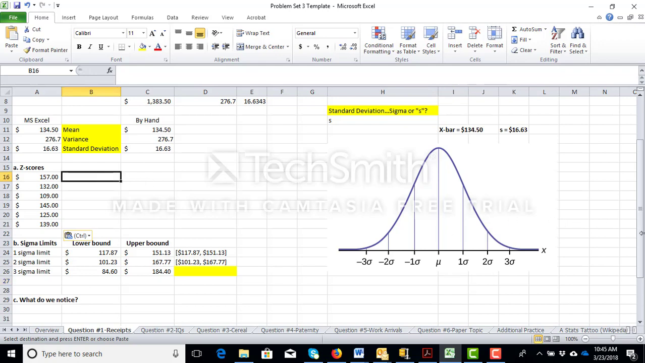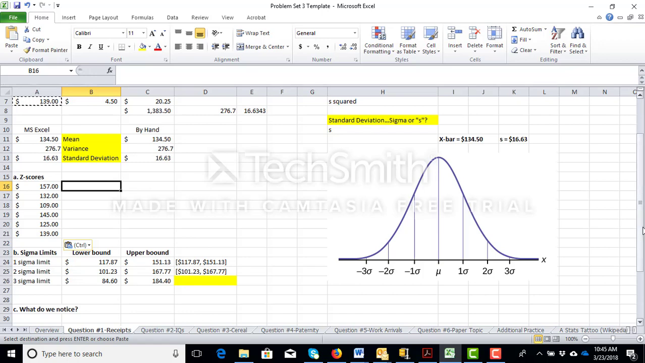Let's see if we can compute these z-scores, and there are formulas in the textbook. But what I'd like to do is actually use examples, and then you can go back and look at the formulas. So this $157 receipt, we know that it's above the average. The average is $134.50. The question is, how far above the average is it? Well, it looks like it's more than 1 standard deviation above the mean, because 1 standard deviation would be $151.13, but it's not 2 standard deviations above the mean. It's somewhere in between 1 and 2. Here's how we do the computation.